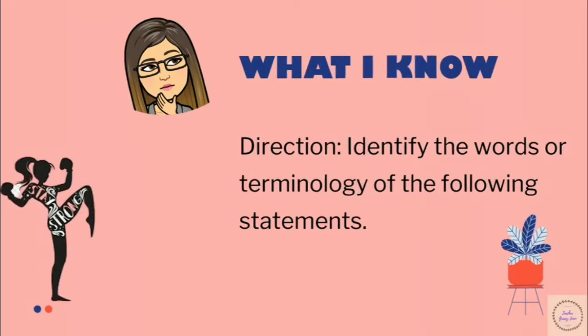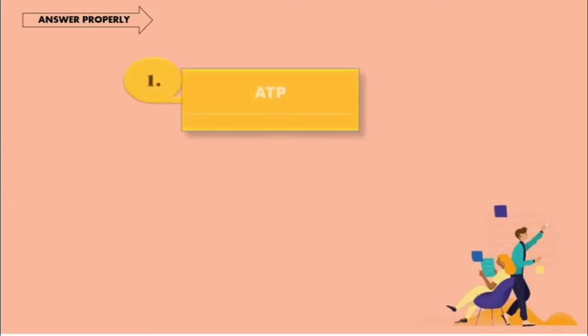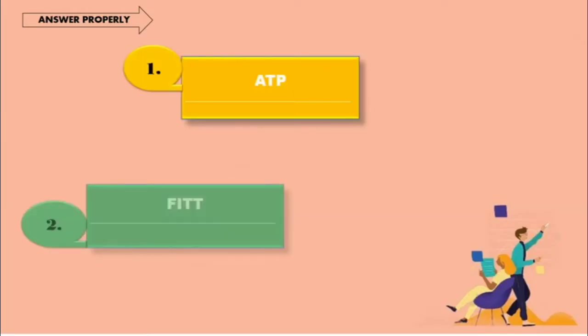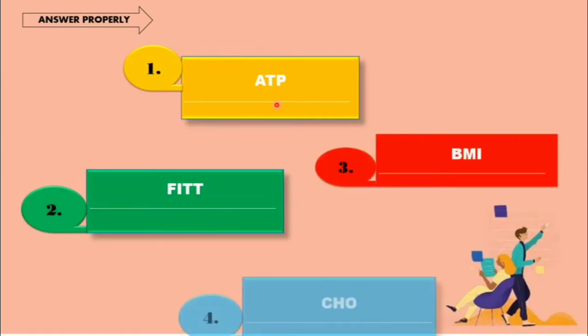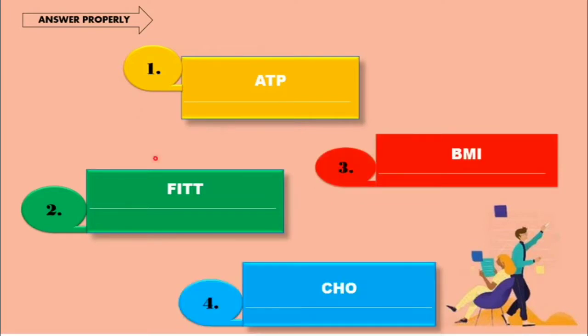Okay. Question number 1 to number 4. Make sure to answer properly. Okay, so number 1, ATP. What is ATP? Number 2, what is FITT? Number 3, what is BMI? And number 4, what is CHO? I know this is very easy for you, so I want you to answer properly. Make sure to write the correct spelling. Okay, so good luck.